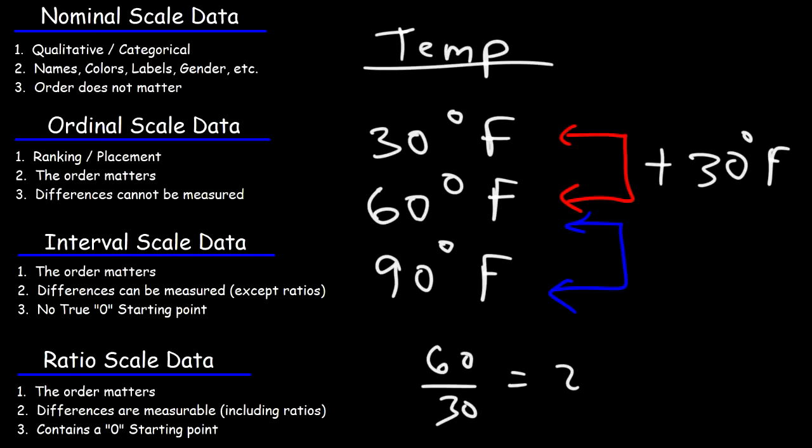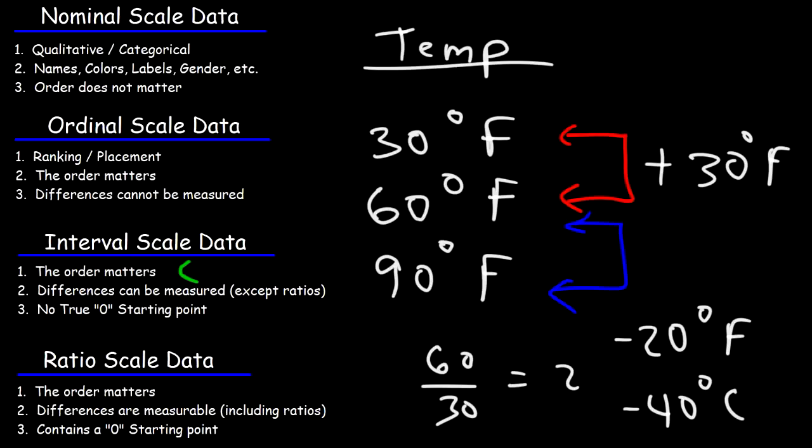Now the next thing that we need to talk about is number 3. There is no true zero starting point. 0 degrees Fahrenheit is not the lowest temperature. It's not the absence of heat, because you could have negative values. The temperature could be negative 20 degrees Fahrenheit. It could be negative 40 degrees Celsius, which also makes it interval scale data. Now, if you're dealing with units of Kelvin, that's a whole different story, but for units of Fahrenheit and Celsius, there's no true zero starting point, since you could have negative values.